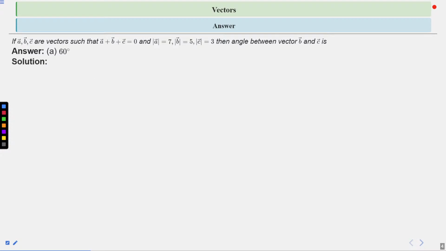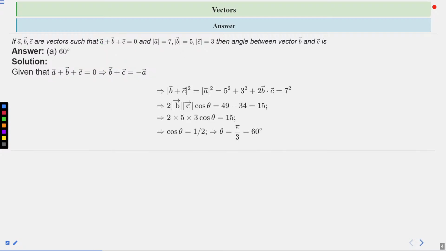Solution: now according to the question, listen carefully. We have A vector plus B vector plus C vector is equal to 0, yes or no? Now what will be B vector plus C vector from the given equation? It will be B vector plus C vector is equal to minus A vector. So here we have to find the angle between B vector and C vector.